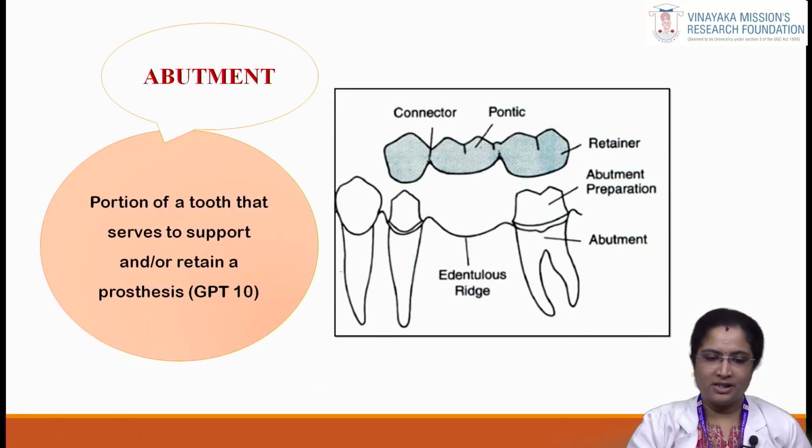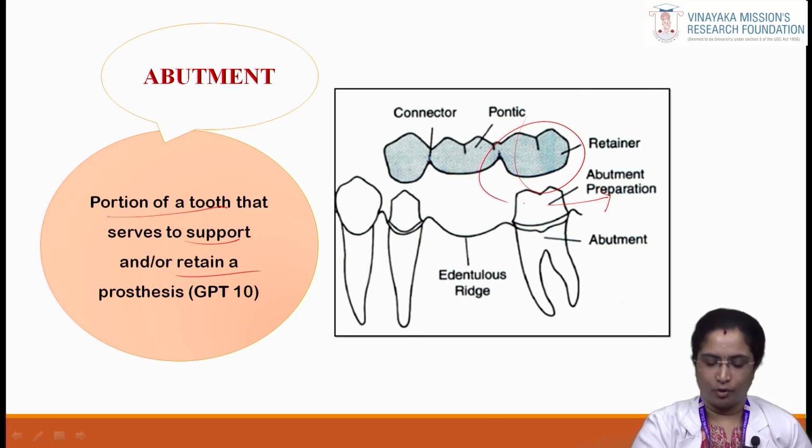According to GPT 10, abutment is nothing but a portion of the tooth that serves to support or retain any prosthesis. If you see in this picture, this is the abutment which is used to support or retain the entire prosthesis.